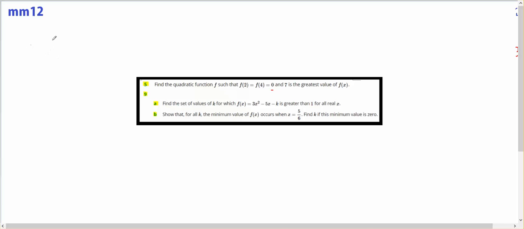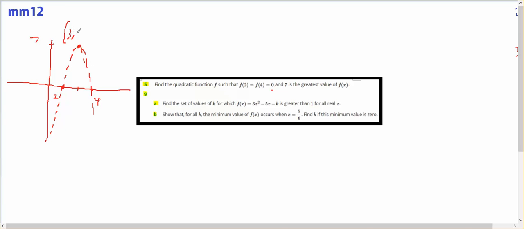Okay, so I know that for my quadratic, f(2) is 0, f(4) is 0. And I know its highest value is 7. So since those are x-intercepts, the turning point will be dead middle, and this is what my parabola looks like. And I know that that will be (3, 7) because that will be dead middle between the two x-intercepts.